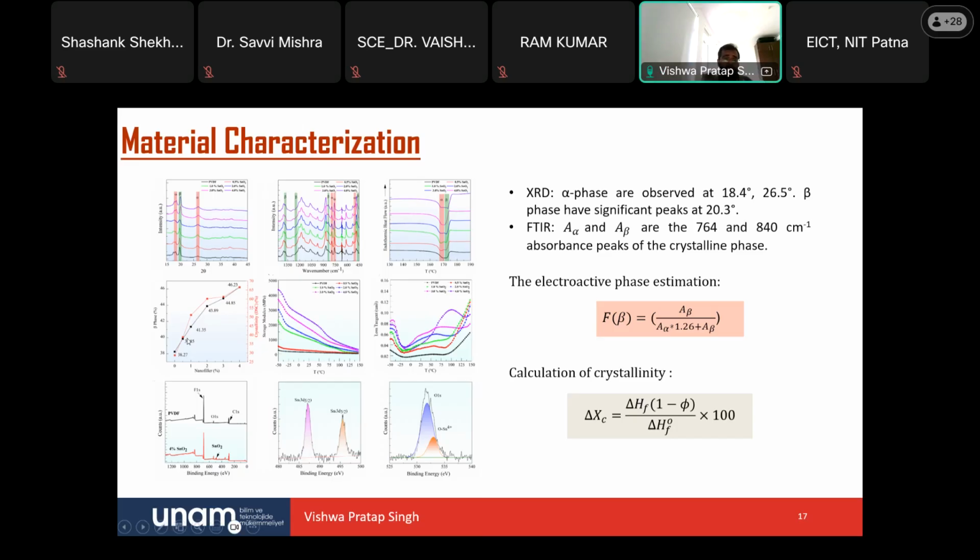So we also did the XPS to understand, this is very basic, we do generally to understand how the bonding is there in PVDF and SnO2, and how this PVDF and SnO2 is available inside this nanocomposite material.